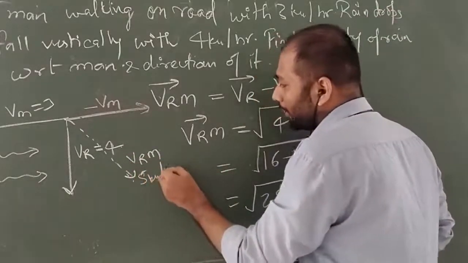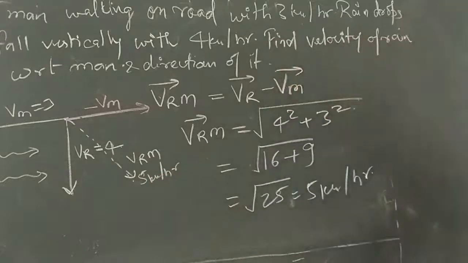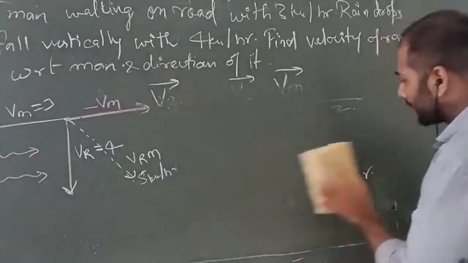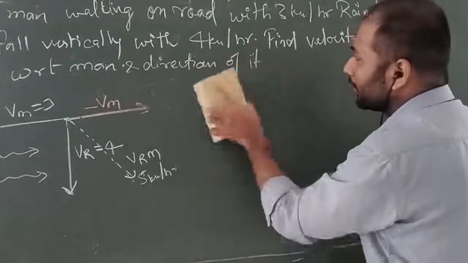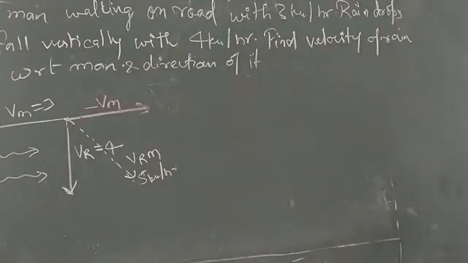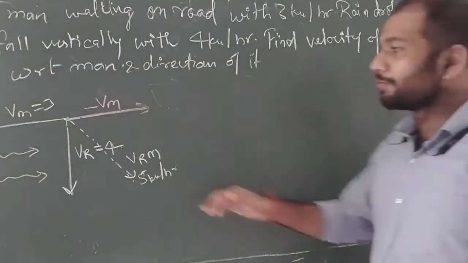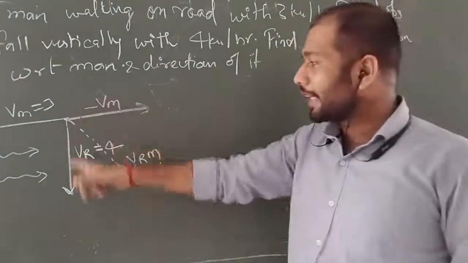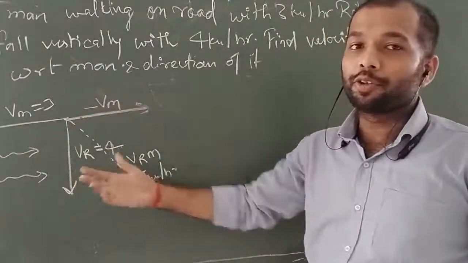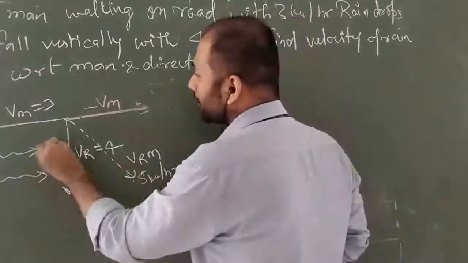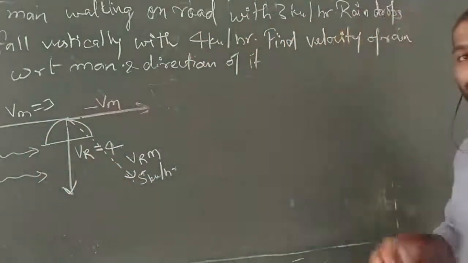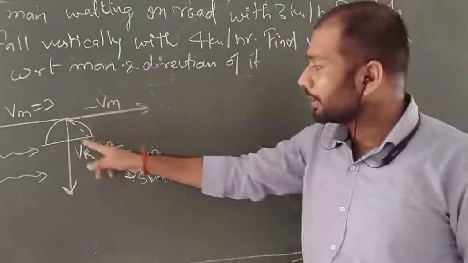Now the next part of the question: what is the direction of the rain? Or it could be asked what should be the direction of the umbrella the man should hold to save himself from the rain. Just imagine that if the man is standing and the rain is falling vertically, you know the umbrella direction will be just vertical. But as you can see, the rain is coming with a little bending.